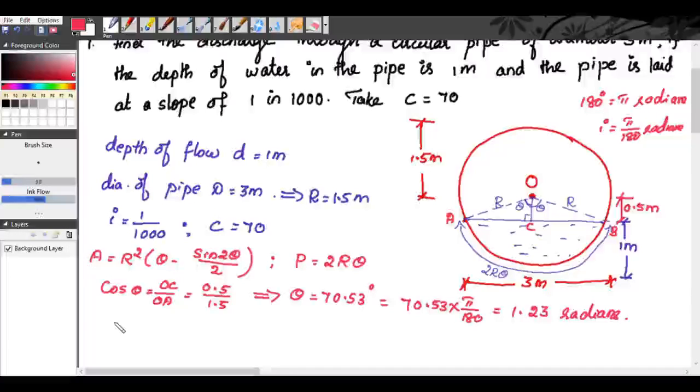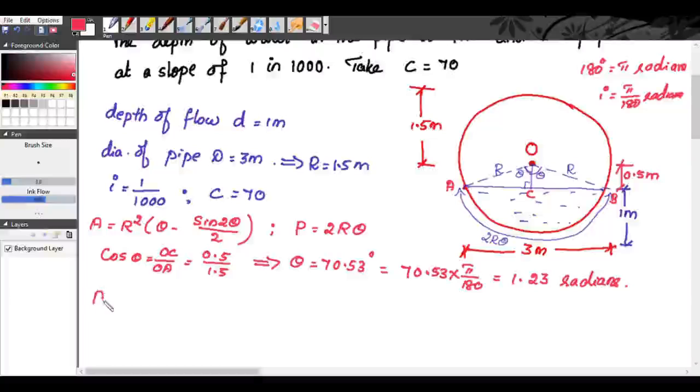Now we will find the area. We know area is equal to r square, so 1.5 square into theta, the value of theta is 1.23, minus sine 2 theta. Here, sine 2 theta should be expressed in terms of degrees: 2 into 70.53, divided by 2.